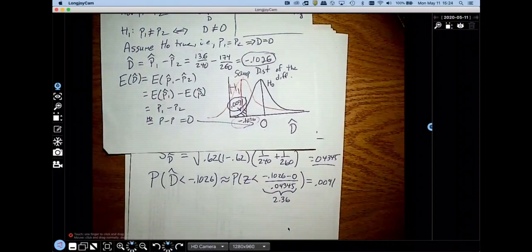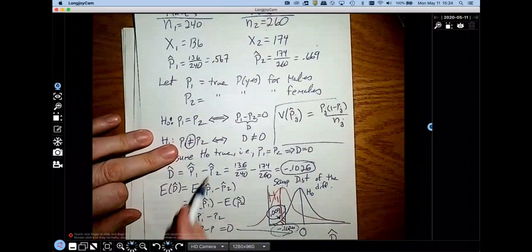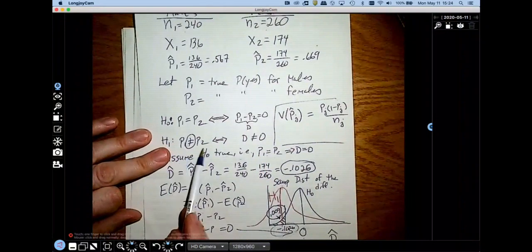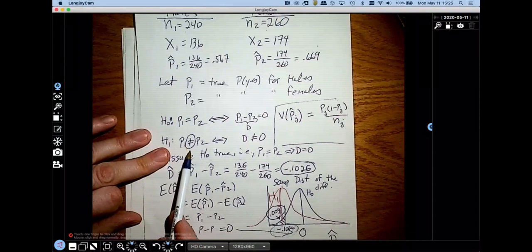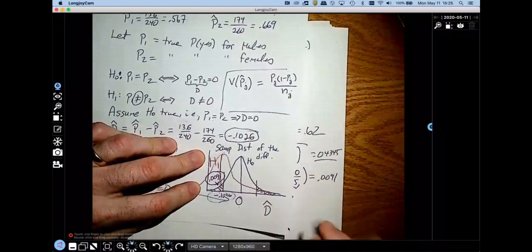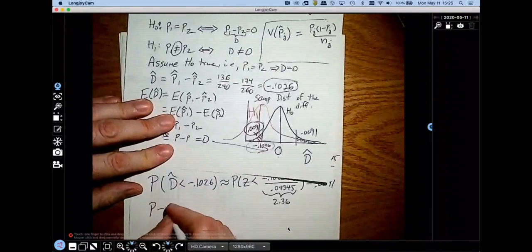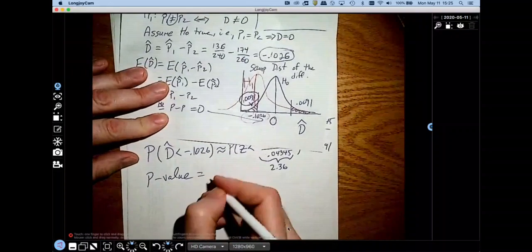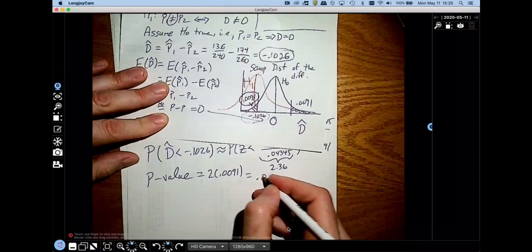The answer is no. The reason that's not the p-value is because you have to look at your alternative hypothesis. The alternative hypothesis is that the proportions are not equal. So before we looked at the data, we had no clue that the proportion for males was going to be smaller than that for females. Therefore, I need to account for a symmetrical tail on the other side that also has area 0.0091. So my ultimate p-value is going to equal 2 times 0.0091, and I can do that one in my head, 0.0182.